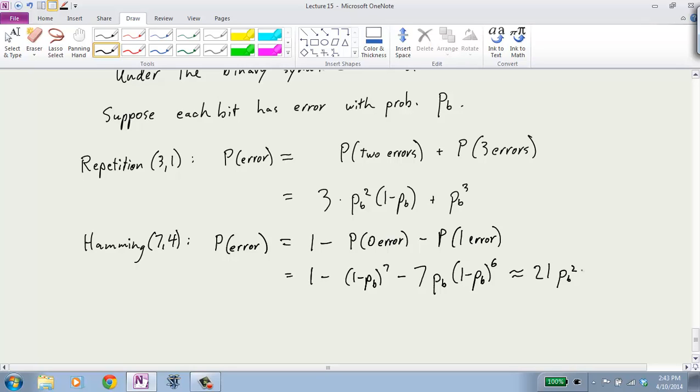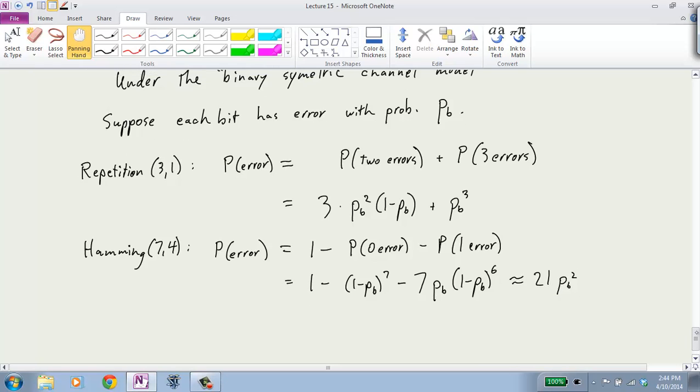So if you want a ballpark figure, and this is helpful because you want to get some intuition for the difference between the repetition and the Hamming. We see that they'll both be dominated by the square term in PB. Because if PB is very small, the cube term won't be very important. So I made this approximation by dropping off all of the higher order PBs. Okay, so this is going to be roughly 3 PB squared. Those will all be close to 1 if PB is small. And this will be like 21 PB squared. So it's actually worse, 7 times the probability of error. They'll both be small, but it'll be 7 times as bad.